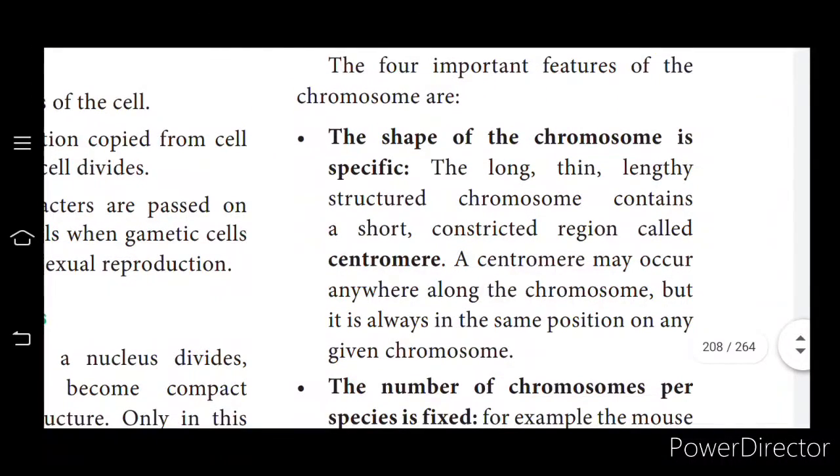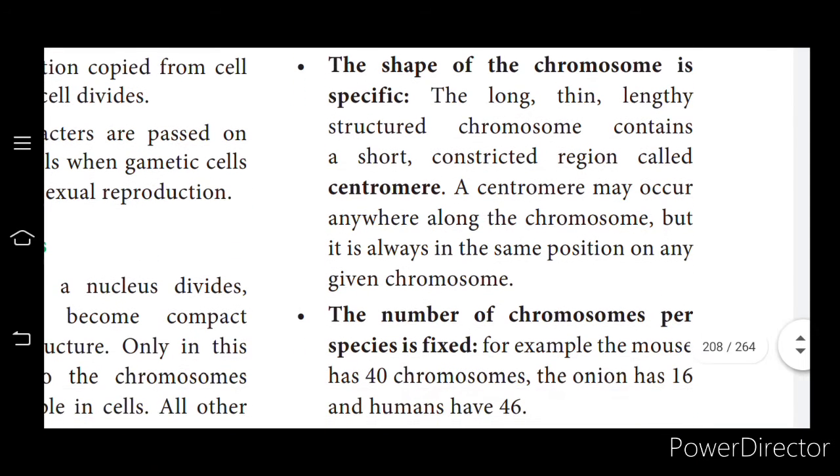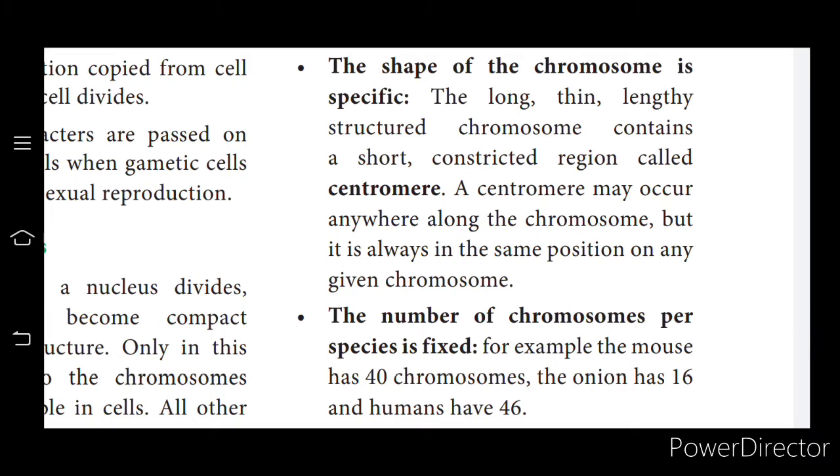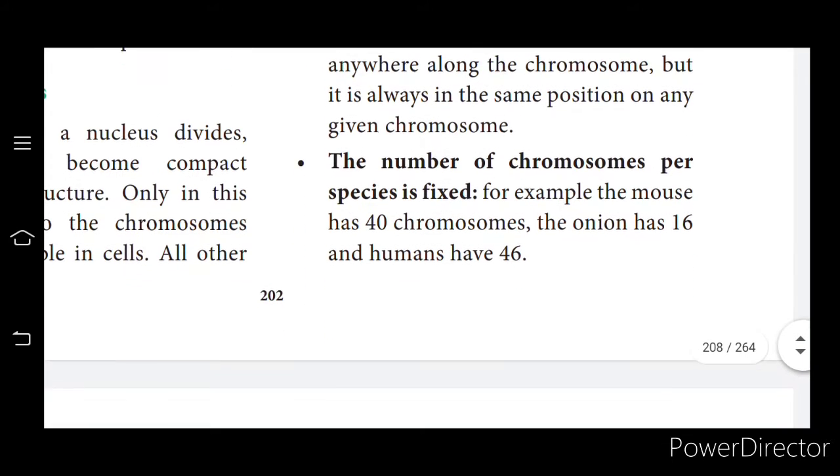Four important features of the chromosome. The shape of the chromosome is specific. It is a long, thin, lengthy structure. The chromosome contains a short constricted region called the centromere. This also we have learned. Do you remember? If it is present in the middle, we call it a metacentric chromosome. And if it is just above the middle region, then it is submetacentric, likewise. That is what is meant here. The centromere may occur anywhere along the chromosome, but it is always at the same position on a given chromosome.